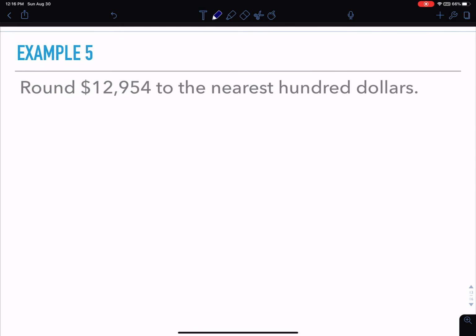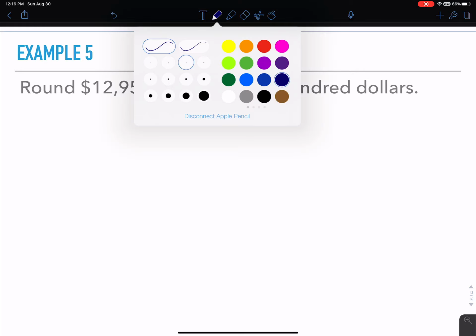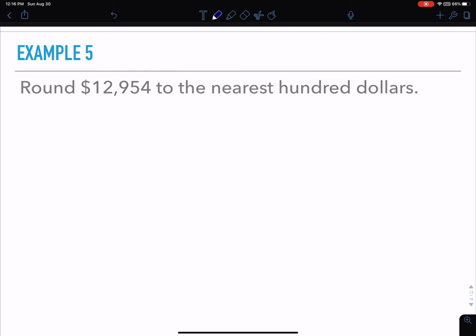So in this case, we have a dollar amount. We want to round $12,954 to the nearest $100. Here's the $100, and again, we're looking at the digit to the right. The 5 is going to round it up 1, but that's going to make that a 0, and that's going to make the 2 into a 3. So we'd have $13,000. That's $12,954 rounded to the nearest $100.